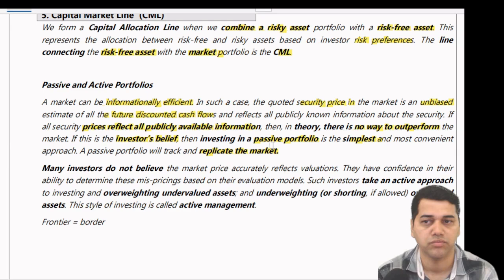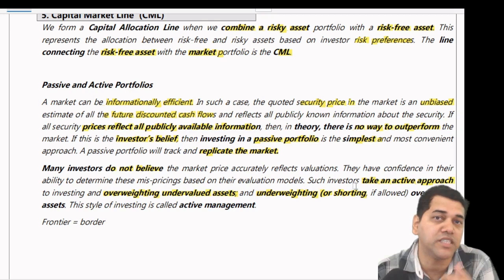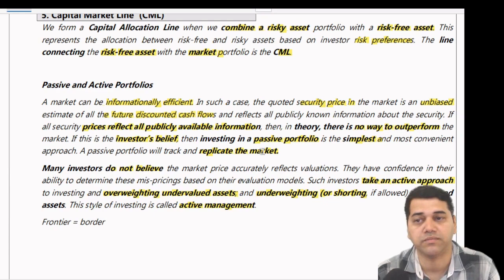Many investors do not believe this. They say, no, sir, there should be some inefficiency. There is no free flow of information. And they take an active approach in overweighting the undervalued assets. That means they will try to buy more of the undervalued assets, and they will underweight, that means short sell, the overvalued assets. And this is called active management.